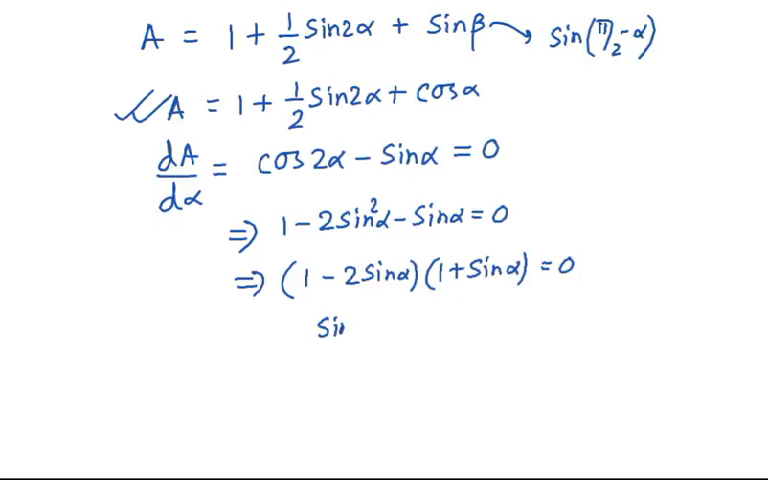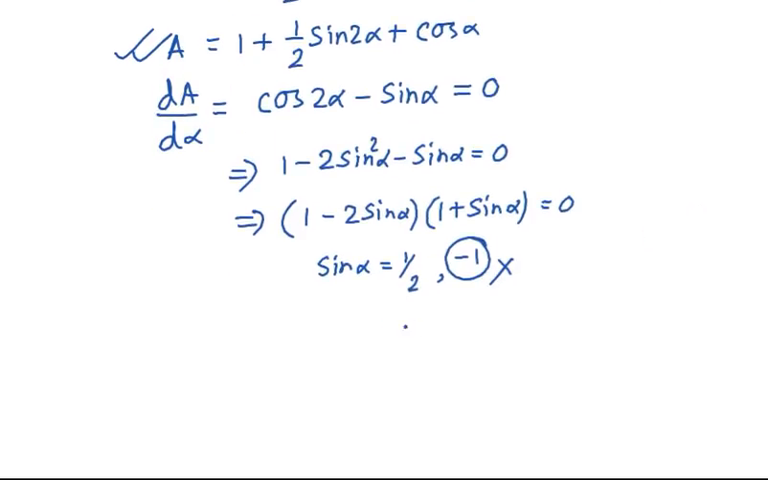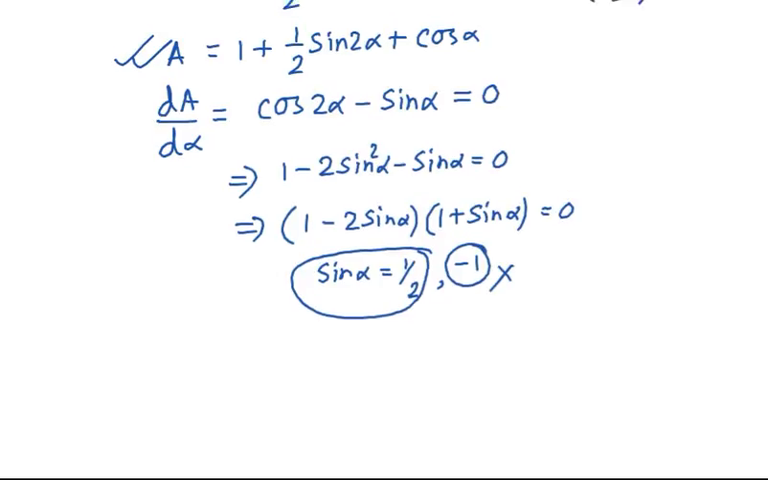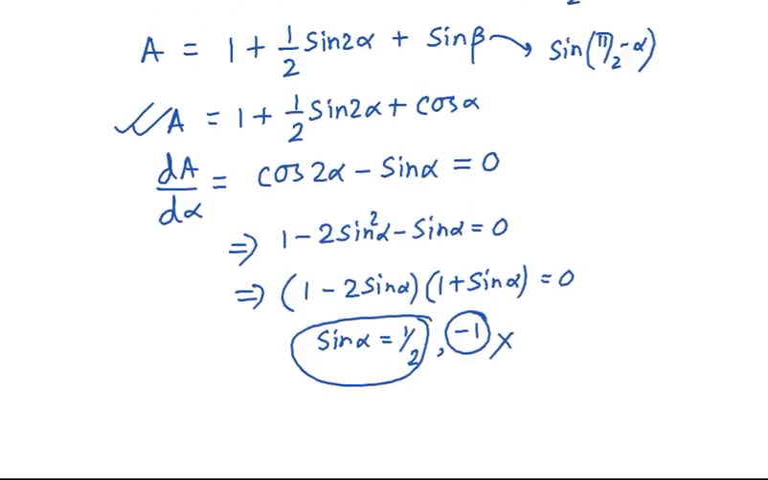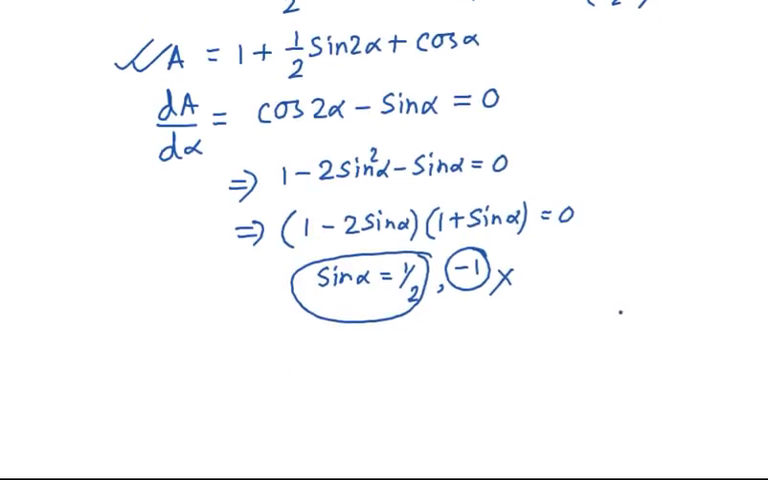So we are getting two possible values of sine alpha. Either sine alpha is half or sine alpha is coming out to be minus 1. Now we can see that sine alpha can never be minus 1 for this polygon case. So we are having only one legal solution for sine alpha, that is sine alpha equal to half. And naturally for this legal solution, the maximum value of area is going to occur. So we can calculate now the maximum area of the pentagon, A max, by substituting the value of alpha in the function: 1 plus half sine 2 alpha.